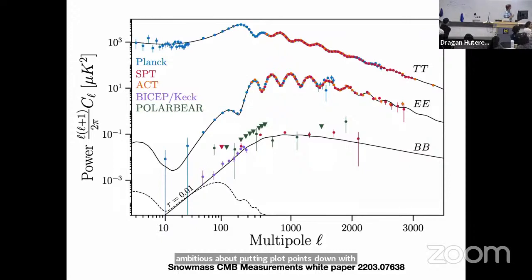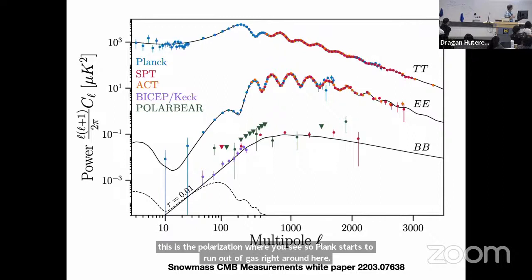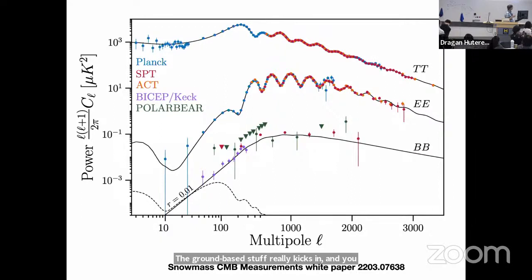In the E modes, so this is the polarization, what you see is that Planck starts to run out of gas right around here. The ground-based stuff really kicks in. And you see they get out to about L of 3,000. But now you can see why they stop. It's because error bars are becoming not zero. So basically, we're limited by signal to noise out at L of 3,000 in polarization.